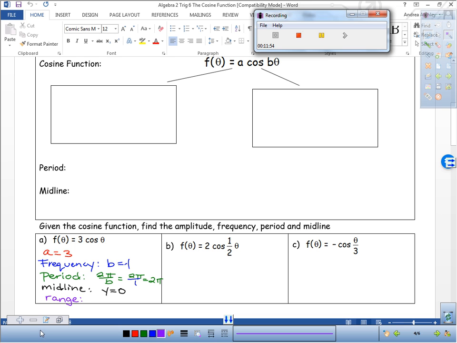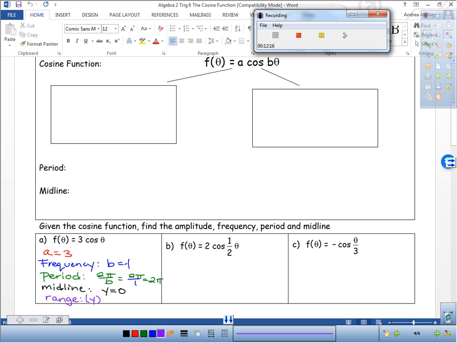Can someone raise their hand and remind me what range is? What does range represent? Not the x. That's the domain, which is the x values. So what's the range? The y. How high and how low it goes. So how high and how low does this go?